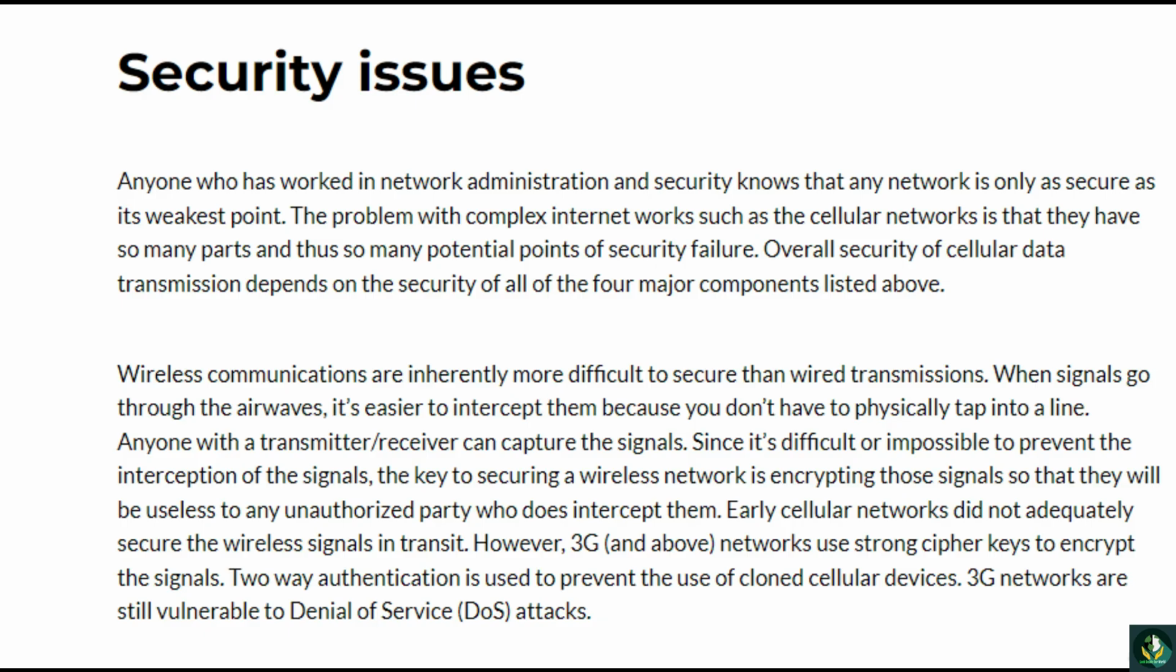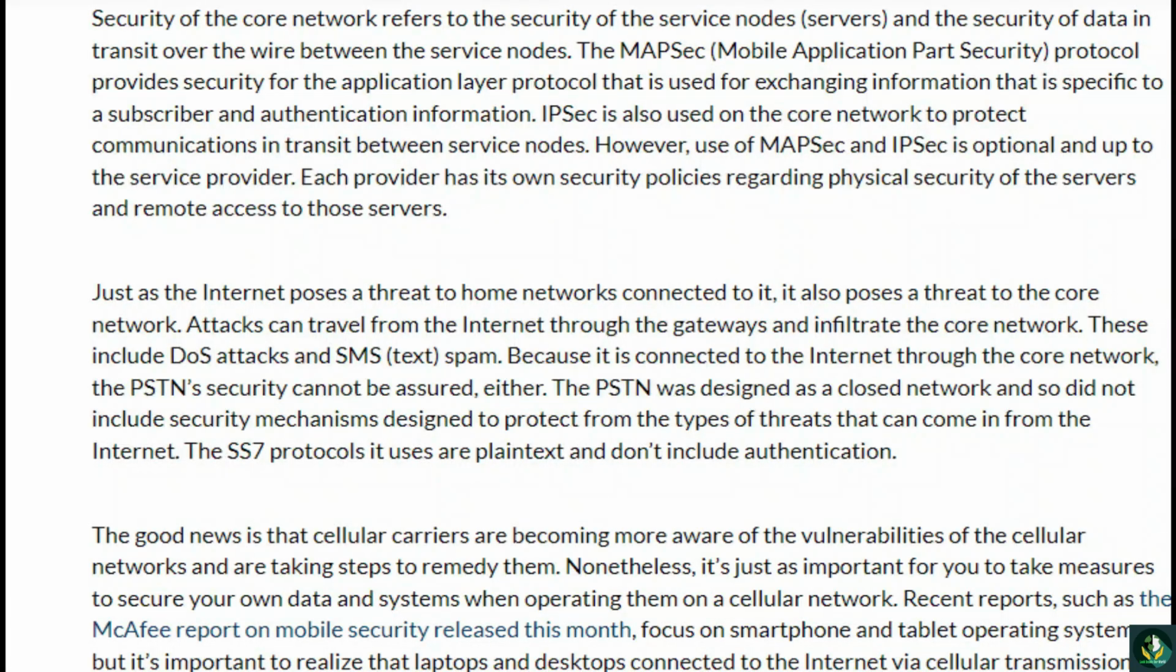Early cellular networks did not adequately secure the wireless signals in transit. However, 3G and above networks use strong, longer keys to encrypt the signals. Two-way authentication is used there.